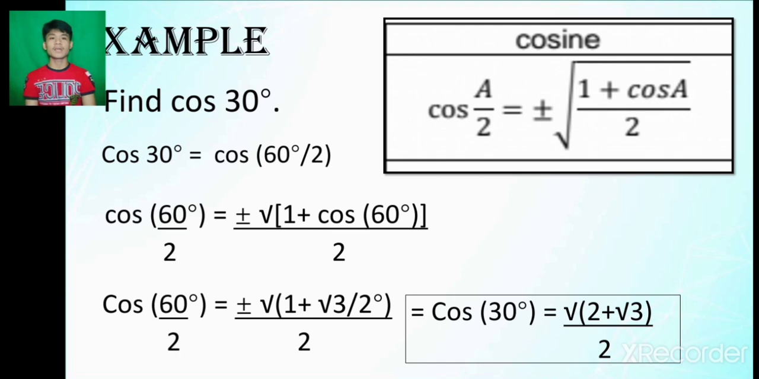So we have 60 degrees over 2. So the final answer is cosine 30 degrees is equal to square root of 2 plus square root of 3 over 2.